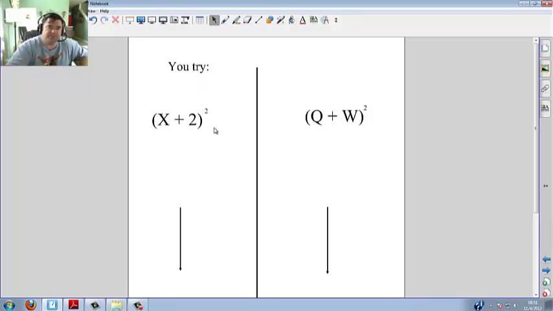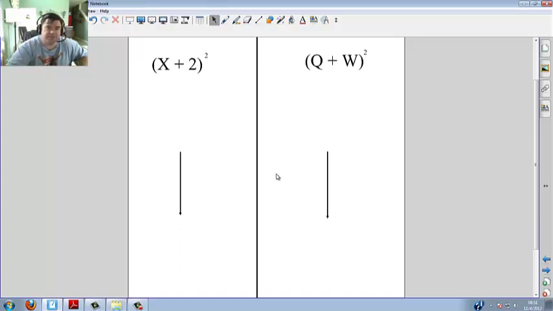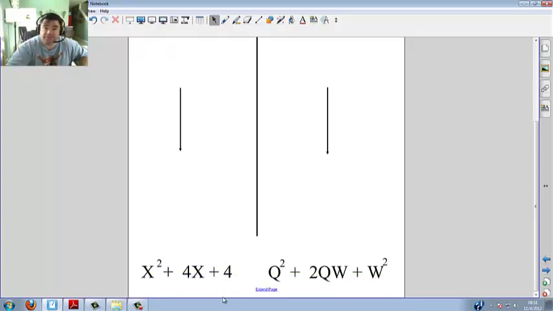You try, go ahead. Square this, get the perfect square trinomial. Square this, get the perfect square trinomial. Let's see how you did. Did you get this? I hope you did.